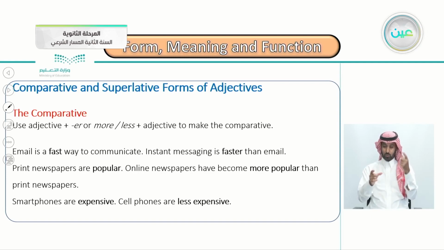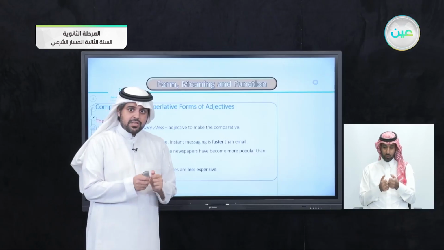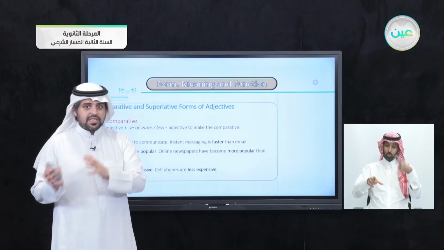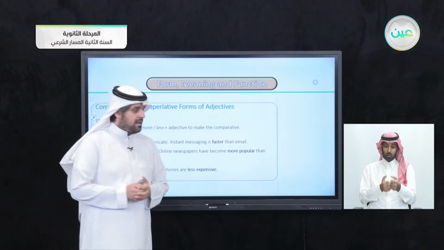Here's the first example. Email is fast. Again, email is a fast way to communicate. So the adjective here is the word fast. Instant messaging, like we use today, chatting, is faster than email. So what are we comparing here? Yes, we are comparing the email and the instant messaging.